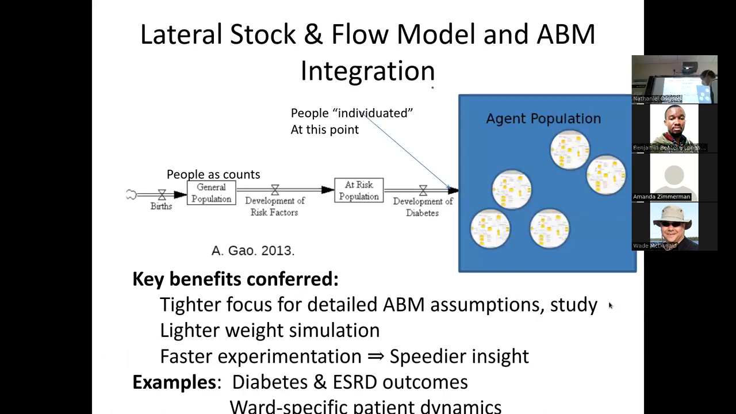Conceptually, we'll have something like a population represented, say, with stocks and flows at an aggregate level, maybe stratified by age groups and by immigration status or what have you, by sex. But once a certain type of situation develops, maybe it's development of a chronic condition, maybe it's infection, maybe it's presentation for care, what have you, you then individuate them and you represent them as individuals.